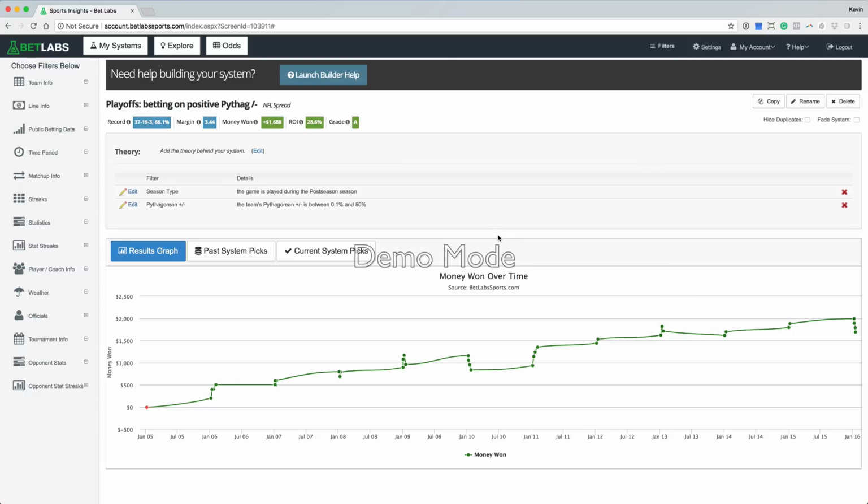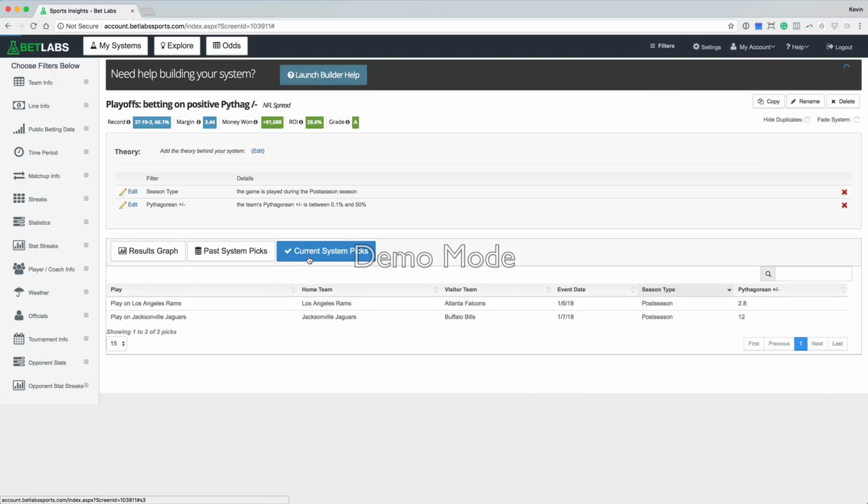You never know. Over a 1-year sample size, it might not. It might have another losing season. But if you're betting this consistently since 2005, you're making a lot of money. So I'm going to continue with it this year, and I'll show you guys the picks that this system has created or have matched this system.